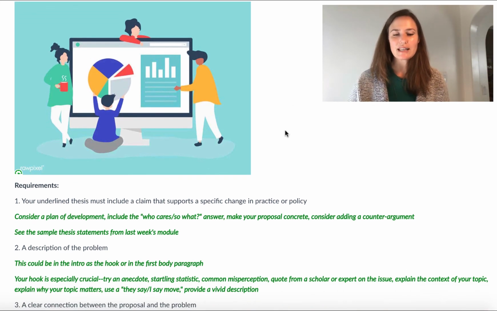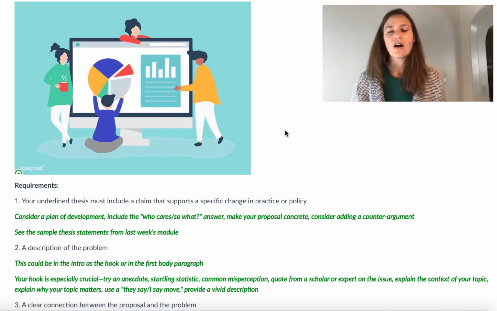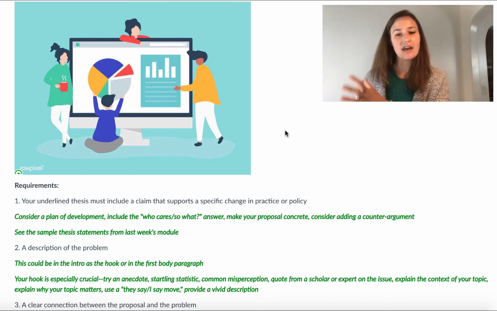Remember that somewhere in your essay, you have to describe the problem. This could be in your introduction, as part of your hook, as long as it pulls the reader in, or it could be the first body paragraph. Think about essays that we've read so far. For example, the really long essay that we read, The Case for Reparations, spends most of the essay describing the problem. Right? Going through the context before actually getting to the solution at the end of the essay. So you could have a paragraph or even a couple paragraphs in which you identify and describe the problem.